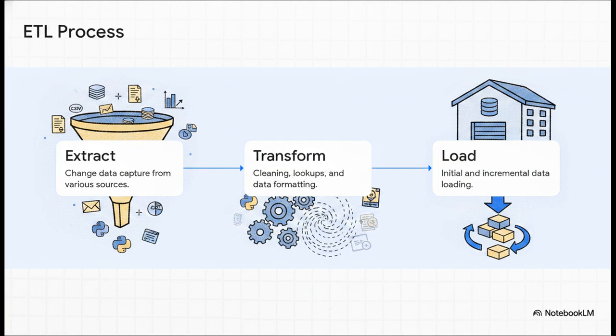First, we extract raw data sets, say CSV files or clickstream data. Next, we transform it. We clean it, standardize it, and fix inconsistencies using tools like Python or Power Query. Finally, we load it into our warehouse either all at once or incrementally.